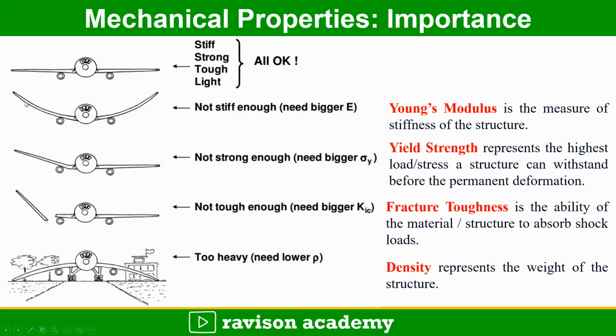Similarly, in the first case, the wings are bending in the upward direction. It indicates the stiffness is less, so it needs a higher Young's modulus. Young's modulus is the measure of stiffness of the structure. In the first case, we can tell the wings are perfect, right? So it indicates the material is stiff, strong, tough enough, and light. So for a design engineer, it is essential to consider all these properties like density, fracture toughness, yield strength, and Young's modulus.